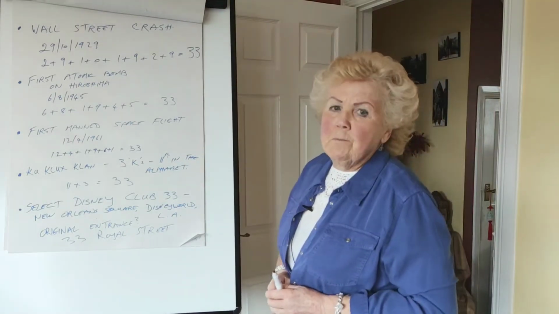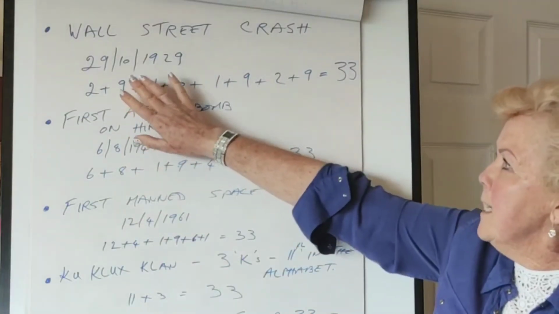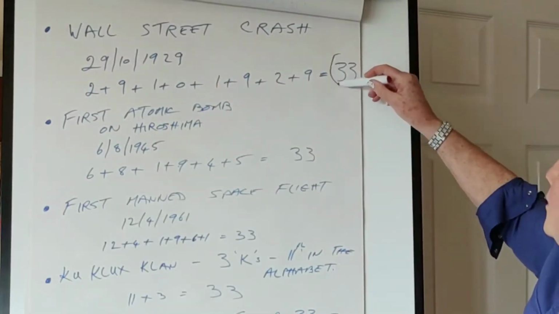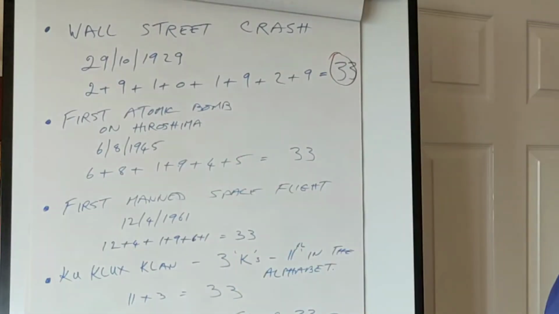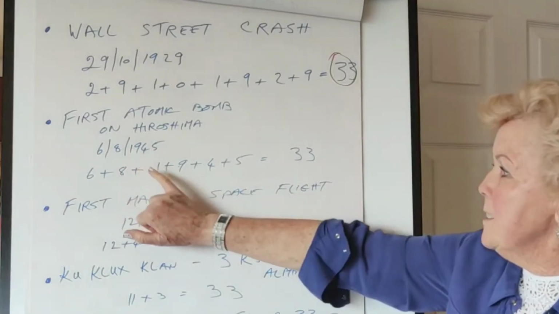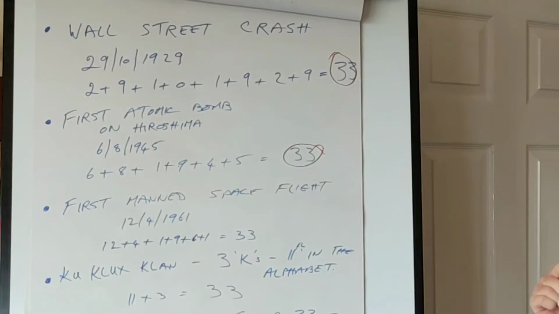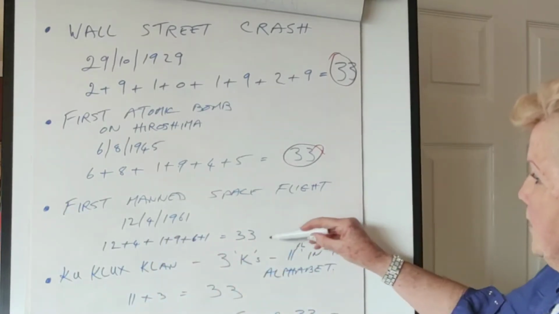Wall Street crash, 29th of the 10th, 1929. 2 plus 9 plus 1 plus 0 plus 1 plus 9 plus 2 plus 9 gives you 33. First atomic bomb in Hiroshima and Nagasaki after World War II. 6th of the 8th, 1945. 6 plus 8 plus 1 plus 9 plus 4 plus 5, total 33. The first manned space flight, 12th of the 4th, 1961. 12 plus 4 plus 1 plus 9 plus 6 plus 1, and you get 33.